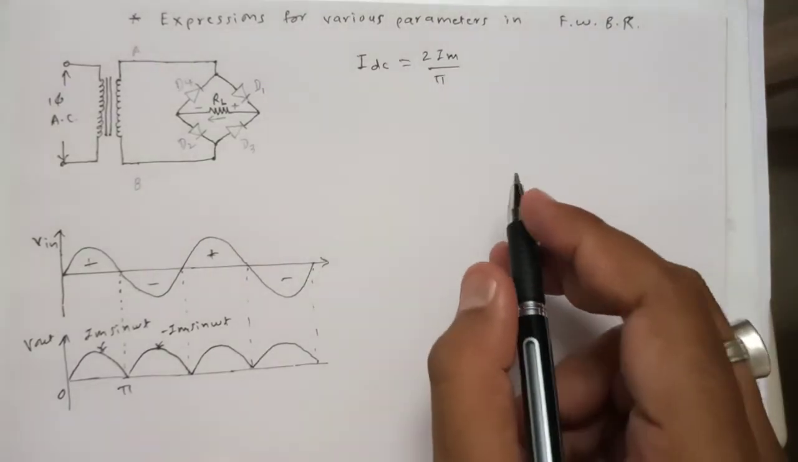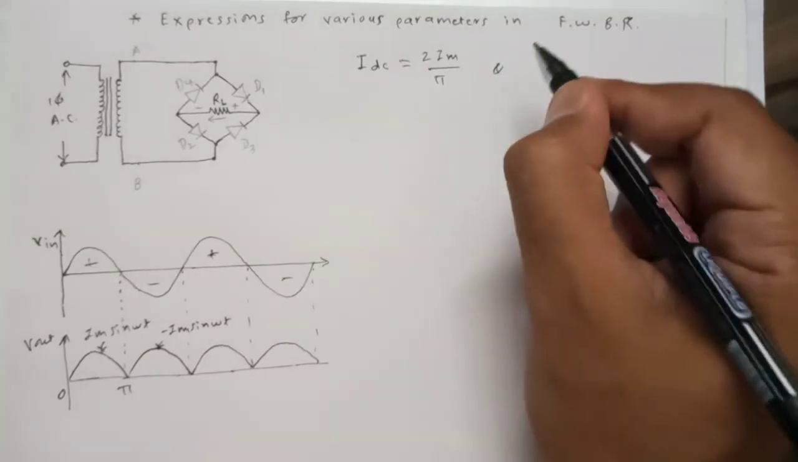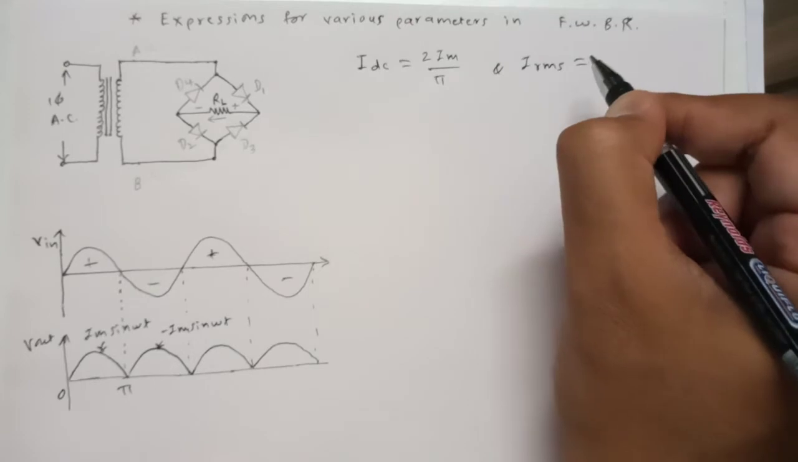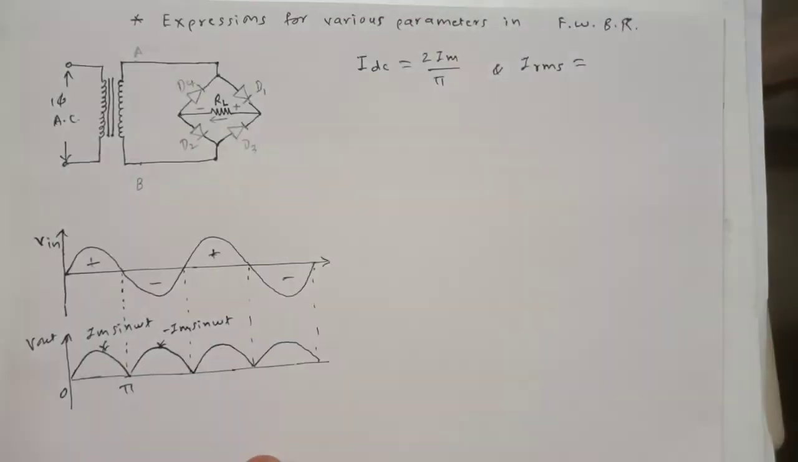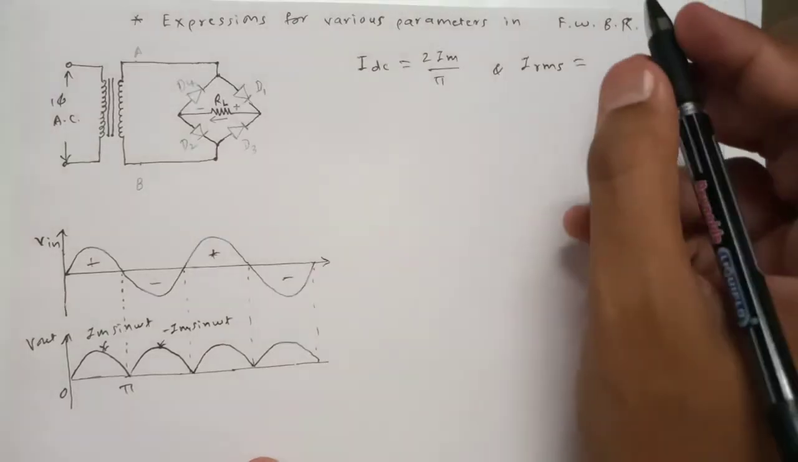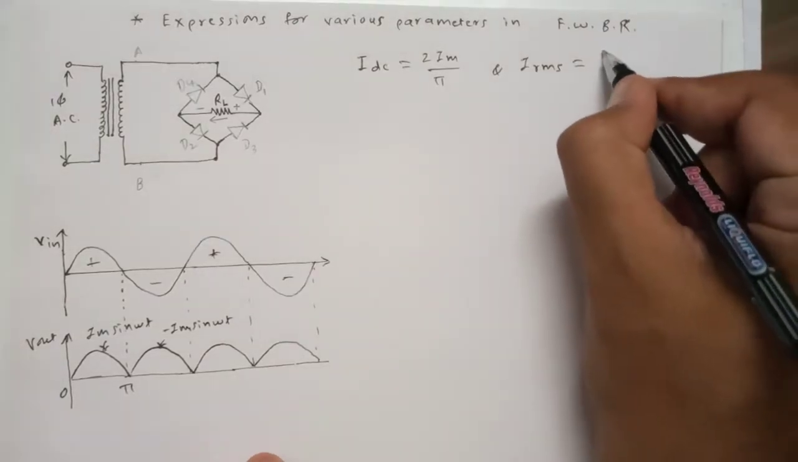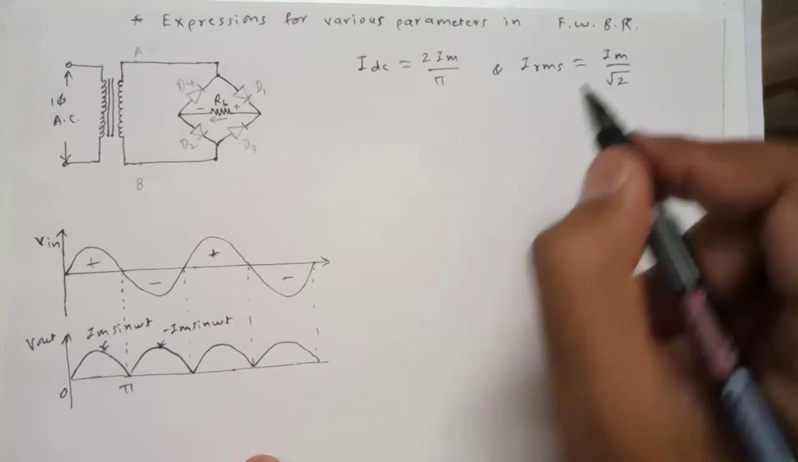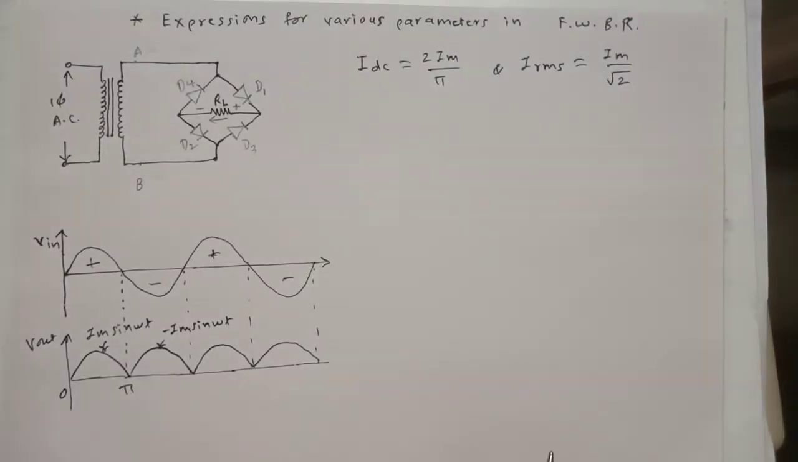In the same manner, we have the equation for IRMS in case of the full wave rectifier using center tap type of configuration. Again the same expression will be there, and that's why the equation will become the same as we have got there. It comes to be Im by root 2. So these equations are the same, so you can either refer to those videos or derive it here also.